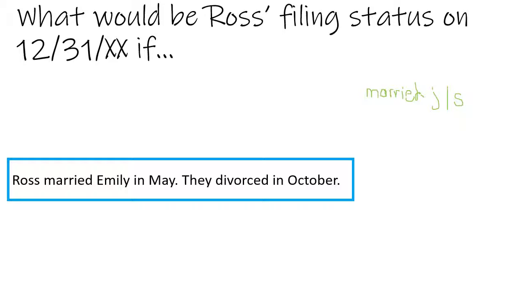Ross married Emily in May, but they divorced in October. What would be Ross's filing status? If Ross was divorced as of 12/31/20XX and Ross was not the surviving spouse, his filing status would be single.